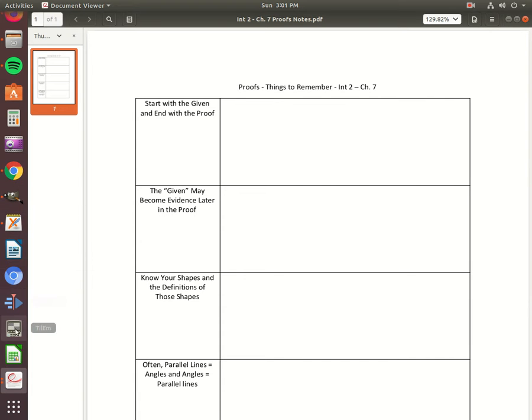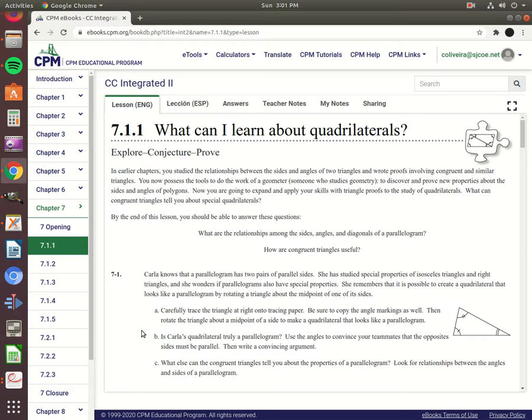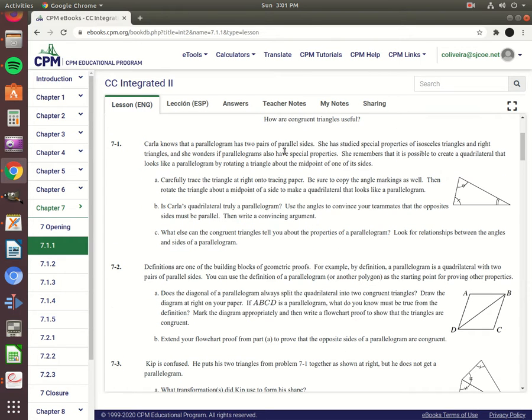So if we look here, it says, Carla knows that a parallelogram has 2 pairs of parallel sides. She has studied special properties of isosceles triangles and right triangles, and she wonders if parallelograms also have special properties. She remembers that it is possible to create a quadrilateral that looks like a parallelogram by rotating a triangle about the midpoint of one of its sides. Carefully trace the triangle at right onto tracing paper. Be sure to copy the angle markings as well. Then rotate the triangle about a midpoint of a side to make a quadrilateral that looks like a parallelogram.